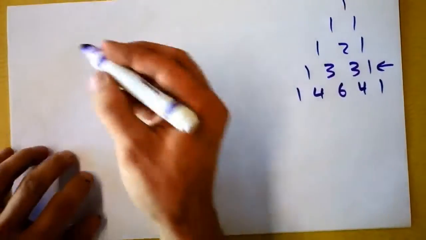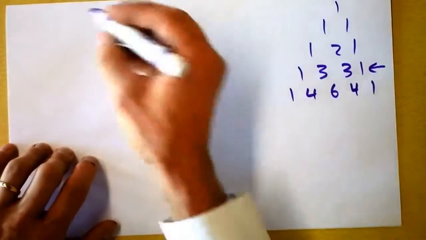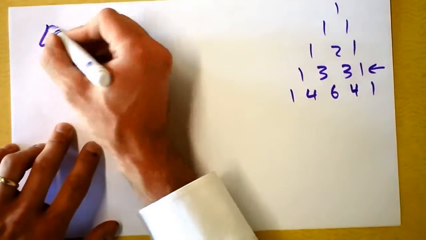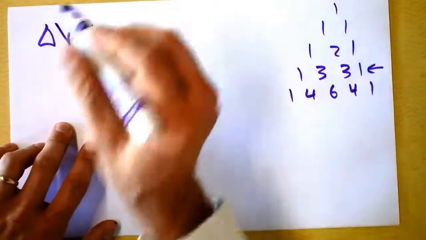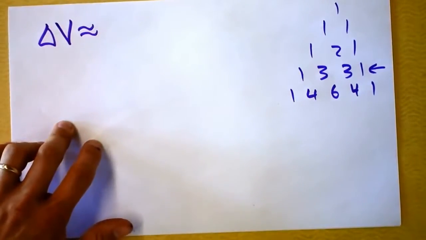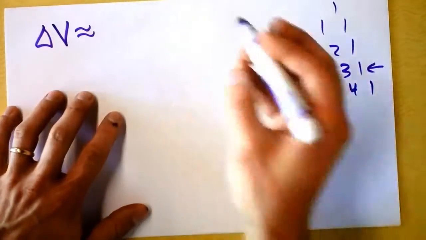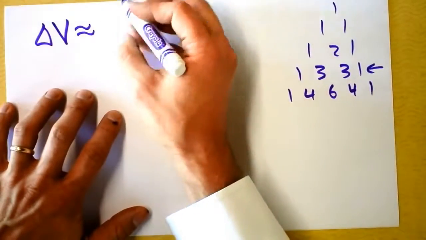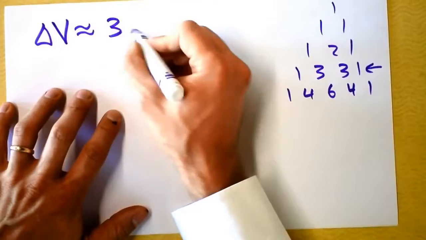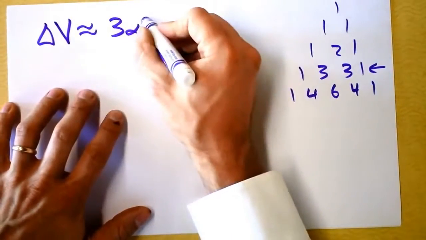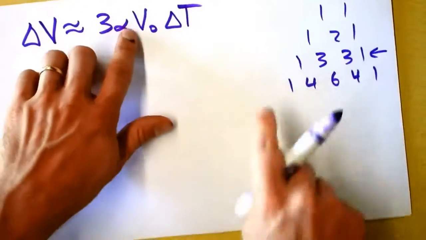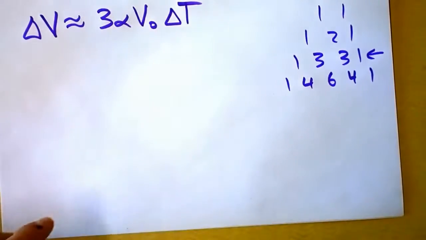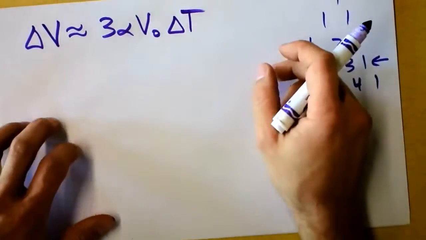Here we go. If I do the same argument for volume, I find that change in volume is approximately equal to, and you know, I'm dropping off some terms right here, but it's approximately equal to 3 times alpha times the original volume times delta t, because of this pattern right here. You want to see that? I'll make you another video if you really want to see that spelled out.